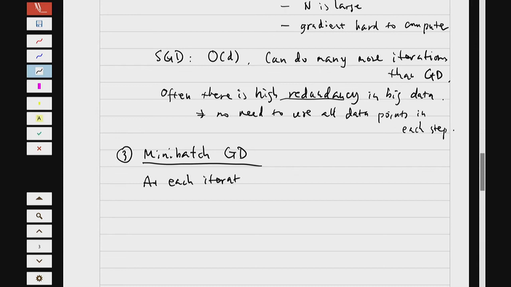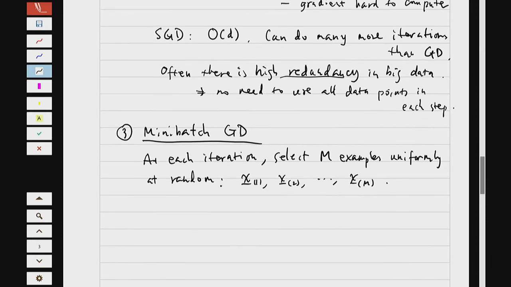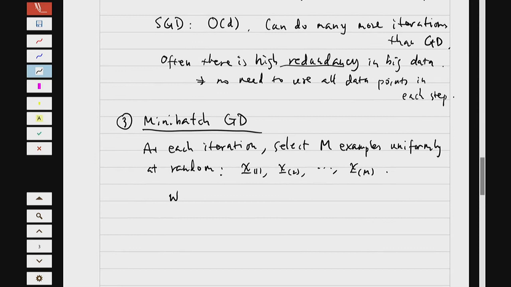Each iteration, we select M examples uniformly at random. Let's call it x1. I'll put a bracket around these numbers because these are not their natural indexes, right? These are just your randomly chosen points. We index them from 1 to m. And then, of course, now you update your W.